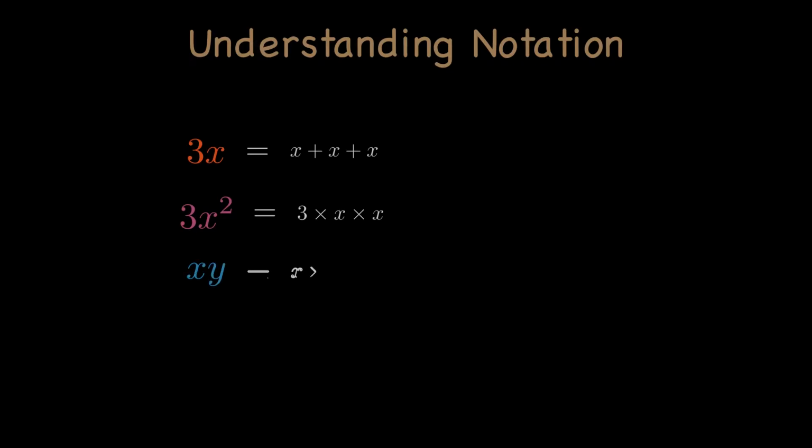Third, xy. This means x times y. When we write two letters together with no sign between them, it means multiplication. We don't need to write the multiplication sign. Fourth, x over y. This means x divided by y, or x times 1 over y. It's the same as a fraction.